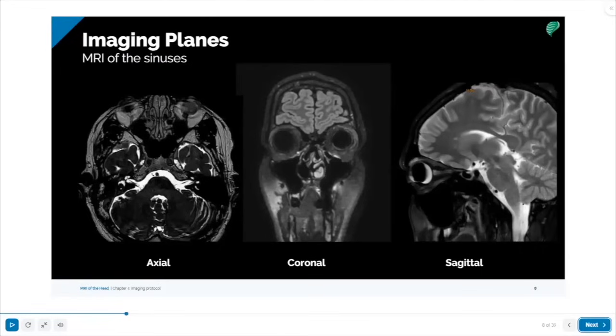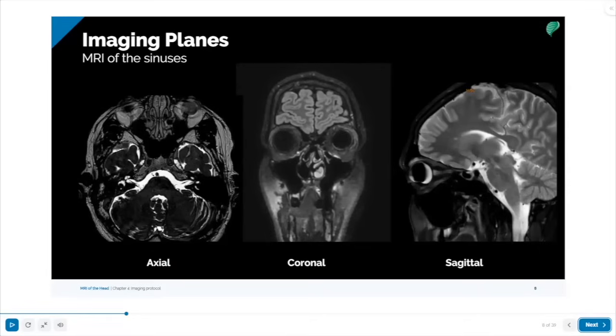For MRI of the sinuses, the most common planes are coronal, transverse, and sagittal. The coronal plane is the primary imaging plane used in MRI of the sinuses. It provides a view of the sinuses from front to back, allowing for a detailed assessment of the paranasal sinuses, including maxillary, ethmoid, frontal, and sphenoid sinuses. The coronal plane is particularly important for evaluating sinus mucosa thickening, sinus opacification, fluid levels within the sinuses, and the presence of polyps or other mass lesions in the sinus cavity.